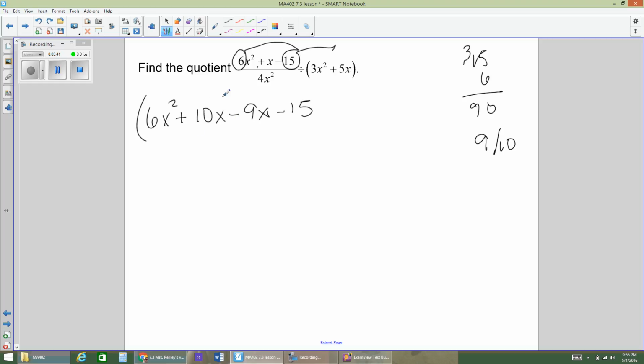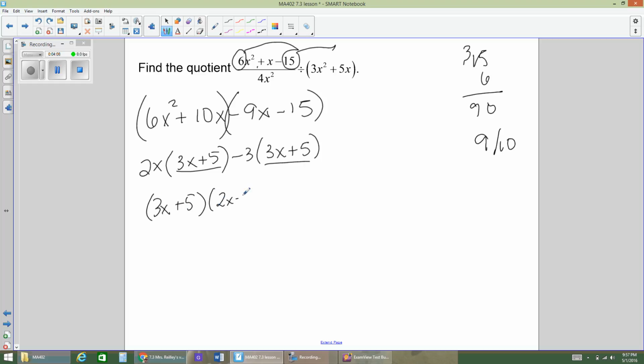Okay, now I'm going to group the beginning here, and I'm going to factor out a 2x, leaving behind 3x plus 5. Over here, I'm going to group, factor out a negative 3, which leaves behind 3x plus 5. Now, if you did this correct, you're going to get that repeater. So 3x plus 5 is one of the factors, and 2x minus 3 is the other. Now, if you're still struggling with factoring when the a value is not 1, you're going to need to ask for help. So ask your partner or ask me if I'm in the room.